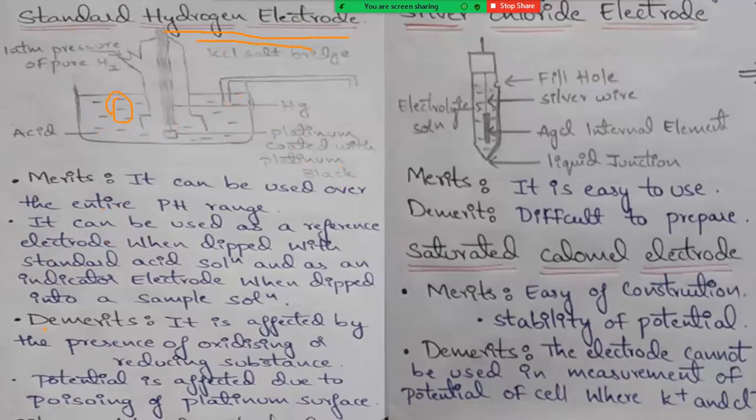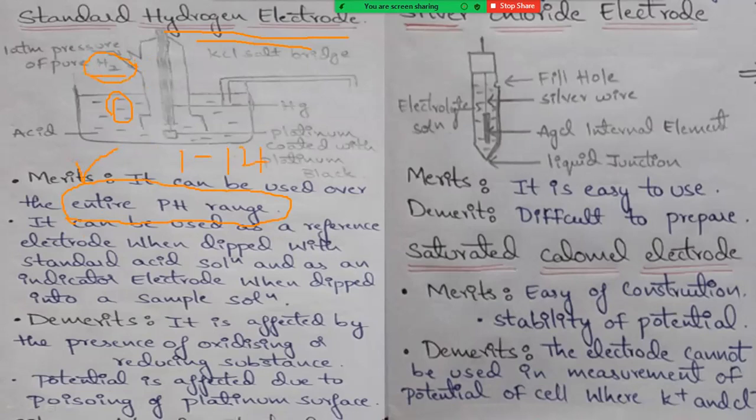So what are the merits and demerits of the hydrogen electrode? The hydrogen electrode is useful for measuring the entire pH range. This is very important. Why? Because the hydrogen electrode has hydrogen gas. Hydrogen is a very active element, which can easily be reduced and easily oxidized. So it will measure the entire pH range, from 1 to 14.